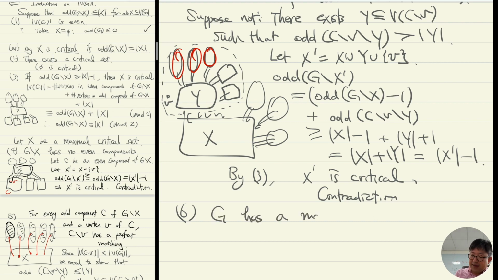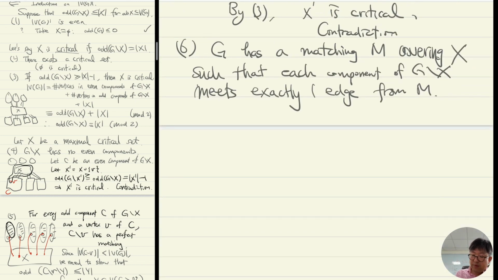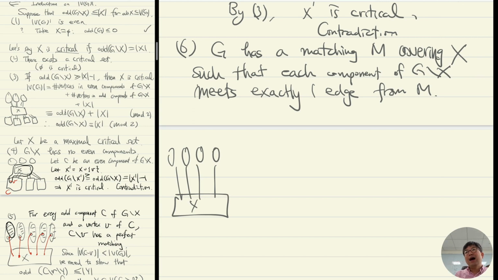G has a matching M covering X such that each component of G delete X, and I know that every component of G delete X is odd, meets exactly one edge from M. So I want to have a matching between X and the components. How do we prove that?